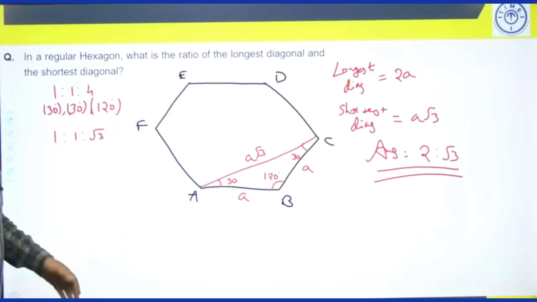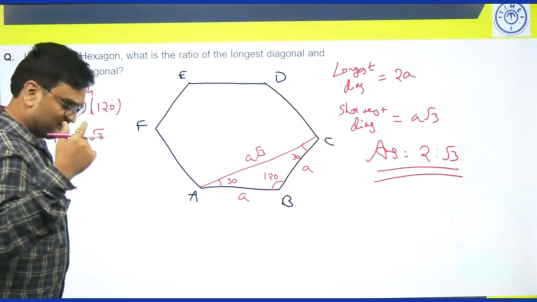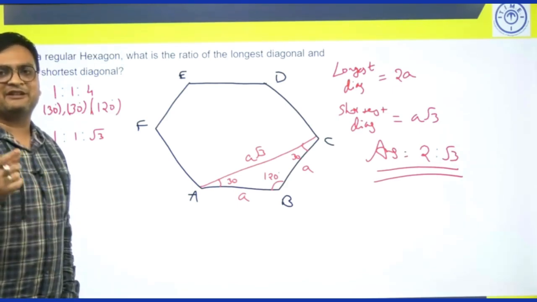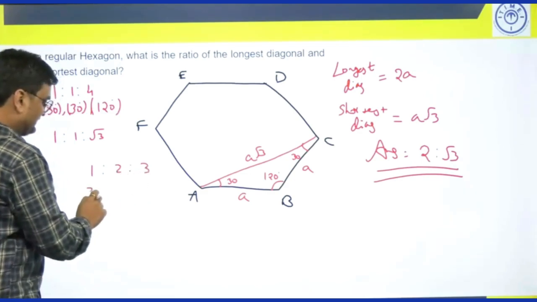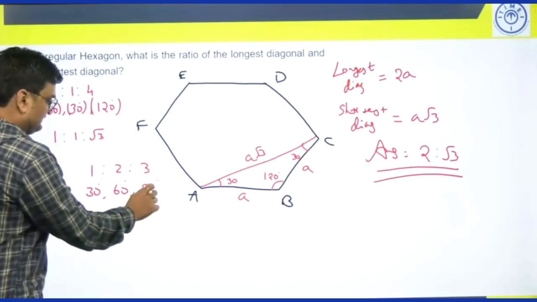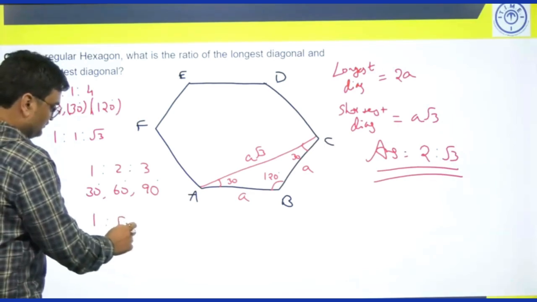Alright, I hope it's clear. You may note this down, and this particular point. Now there are such similar relations that we have, which I am sure you are aware of. If angles are in the ratio 1:2:3, that means the angles are 30 degrees, 60 degrees, 90 degrees, then the corresponding opposite sides will be 1:√3:2.